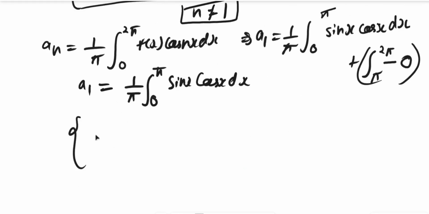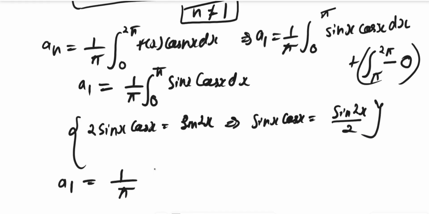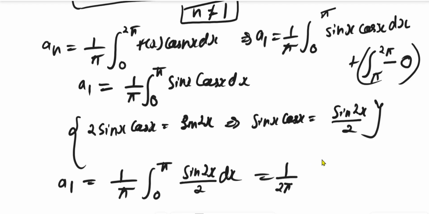Now we need to use a trigonometric identity: 2 sin x cos x is equal to sin 2x. Now we have sin x cos x, so sin x cos x is equal to sin 2x divided by 2. Using this we get a1 is equal to 1 upon pi, integration 0 to pi, sin 2x divided by 2 dx, which is equal to 1 upon 2 pi, integration of sin 2x is minus cos 2x divided by 2, and limit is from 0 to pi.